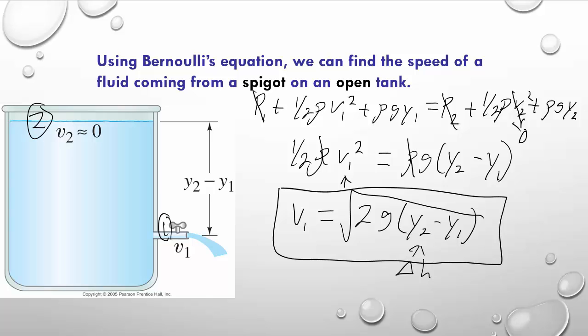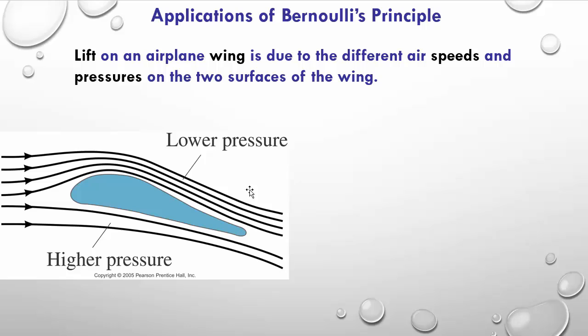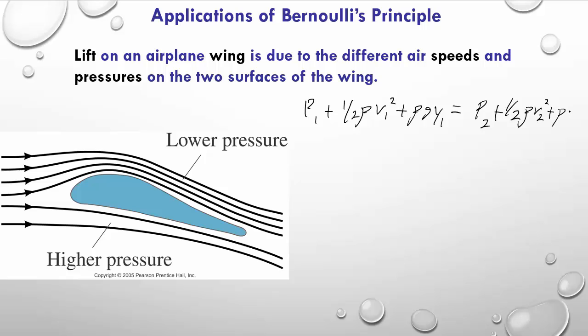Okay. Another application of Bernoulli's equation: an airplane wing. So Bernoulli's equation is what explains flight. I really should just copy and paste this dang thing, but here we go again. P1 plus 1/2 rho V1 squared plus rho g y1 equals P2 plus 1/2 rho V2 squared plus rho g y2. Thank you for your patience.